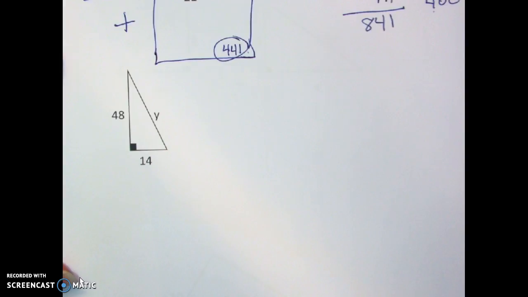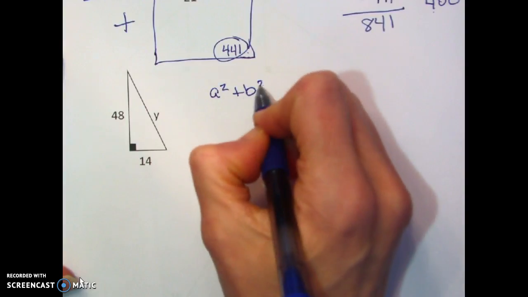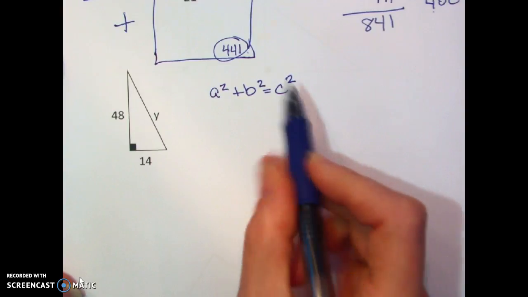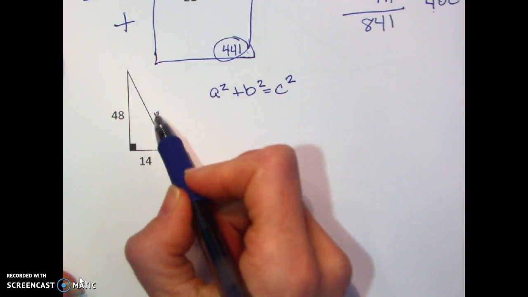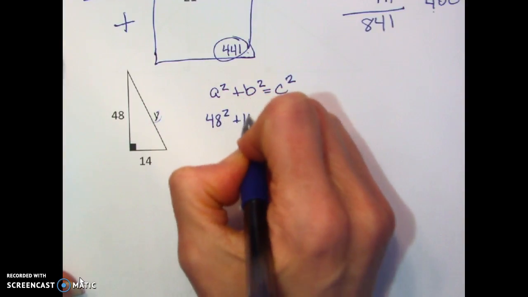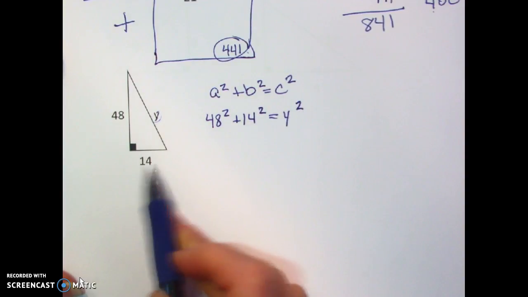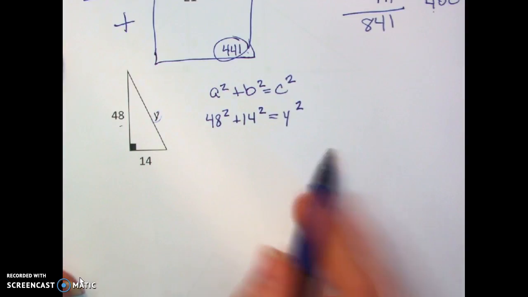Now the other way that we practiced doing the Pythagorean theorem problems was with the formula: a squared plus b squared equals c squared. Remember that a and b are your legs and c is your hypotenuse. So in this problem, the side across from a right angle is y, so this will be your hypotenuse. So 48 squared plus 14 squared equals y squared. Does it matter if you put 14 in for a or b? No, it doesn't matter. You can switch the two legs.